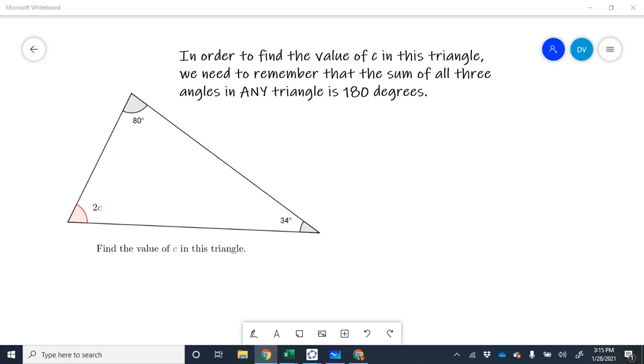In this diagram, we have a triangle, and the question they want to ask us is to find the value of C in the triangle. To do that, we need to remember that in any triangle, the sum of all three angles is always going to be 180 degrees. So I want to stop at this point and ask you to answer the following question.